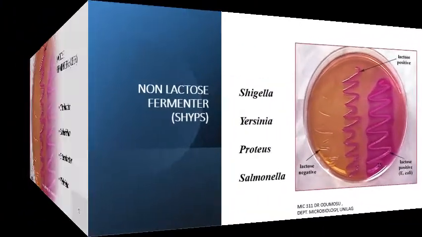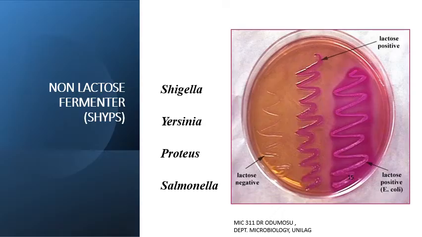Now, these are examples of the non-lactose fermenters. You see the colonies there, they are lactose negative. We have Shigella, Yersinia, Proteus, and Salmonella, which are non-lactose fermenter members of Enterobacteriaceae. Now, you need to know that these listed ones are just the medically important Enterobacteriaceae. Like I said, you have up to 1,300 species, some of which do not even have any medical significance.